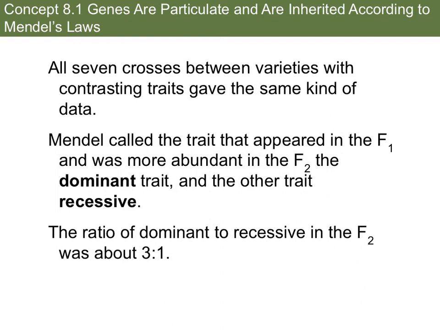So in his study, all 7 crosses between varieties of contrasting traits gave the same kind of data. Mendel called the trait that appeared in the F1 generation and was more abundant in the F2 the dominant trait, and the other was the recessive trait. The ratio of dominant to recessive in F2 was about 3:1.